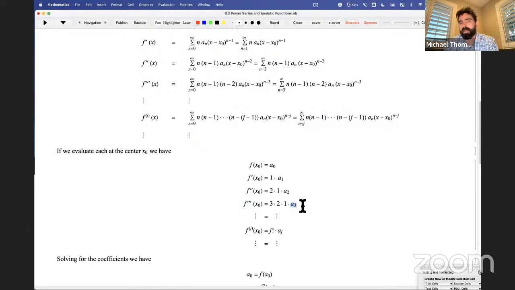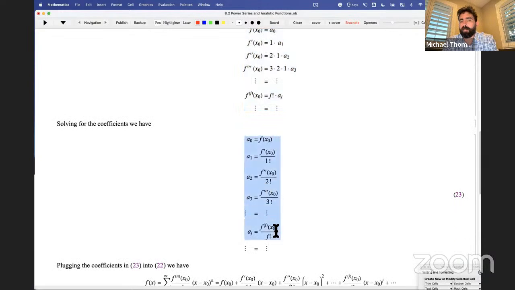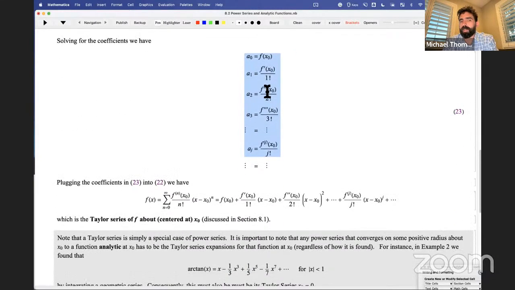Now, remember our goal for solving these things is to solve for the coefficients, A0, A1, A2, A3, and so on and so forth. So if we take each of these equations and solve for the coefficients, this is what we get. If we take these coefficients and plug them into the original power series, this is what we have. And that's the Taylor series. That's what we studied in section 8.1. Do you remember that?